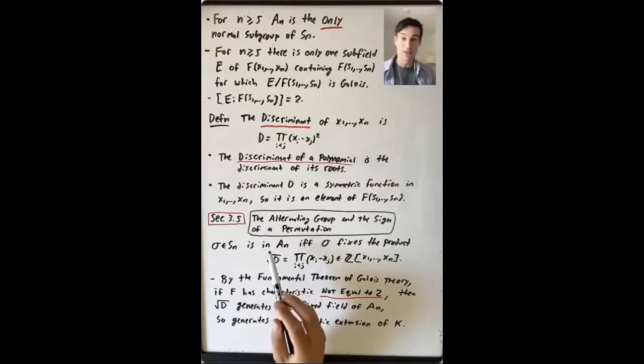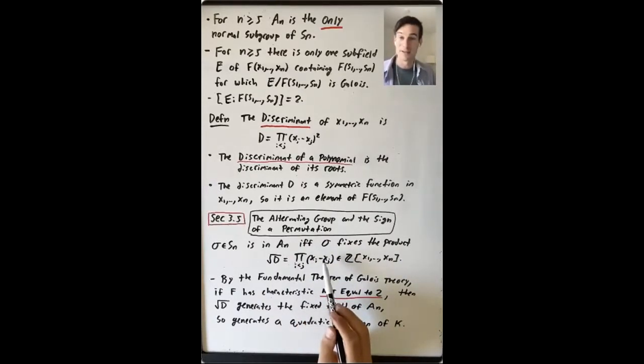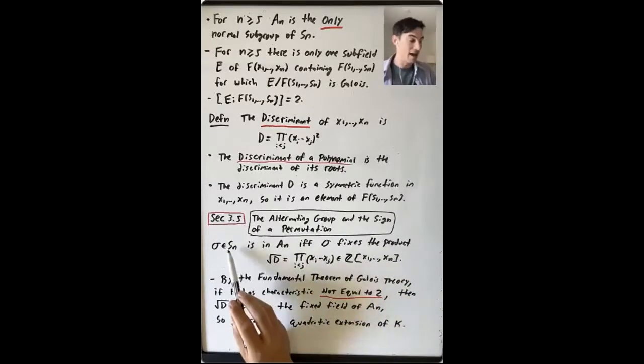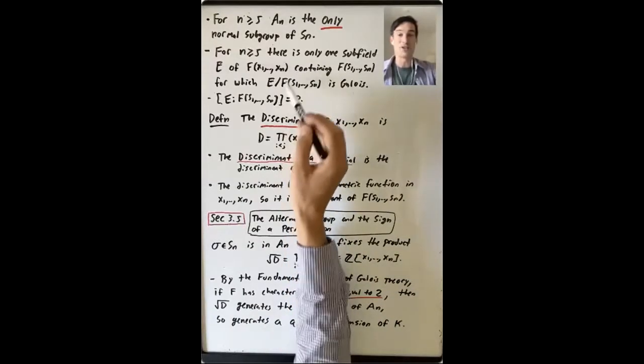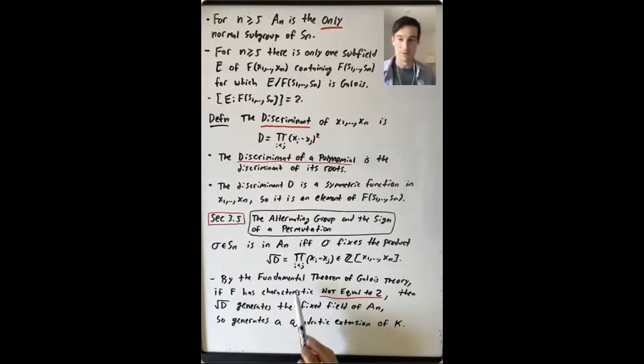Well, in this description where we said something is in A_n if and only if it fixes this product, sigma sends this product to plus or minus itself. In characteristic 2, 1 and -1 are the same element. So that's not the right description of what's going on to distinguish between S_n and A_n in field extensions in characteristic 2. So for the foreseeable future, we're going to avoid characteristic 2 for exactly this reason.